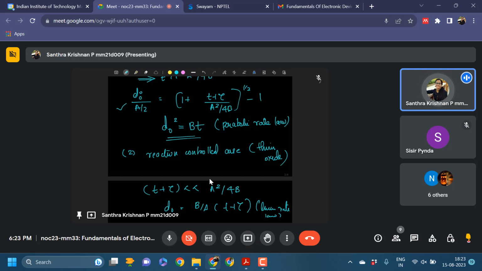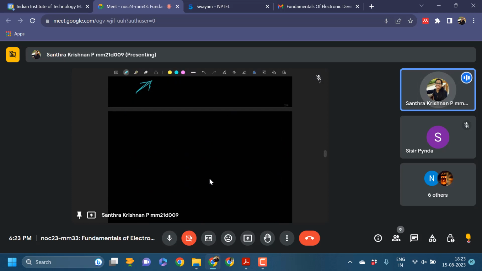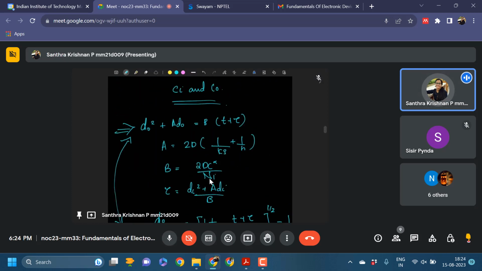First we found out the equation for F1, F2 and F3. Then we equated F1, F2 and F3 assuming that it was under steady state and no dissociation was taking place. And using that we could find the values of C0 and Ci, which is the concentration of the oxidizing species at the two interfaces. And a generalized equation could be found out. So the generalized equation was D0 square plus A D0 is equal to B into T plus tau, out of which A, B and tau were constants.